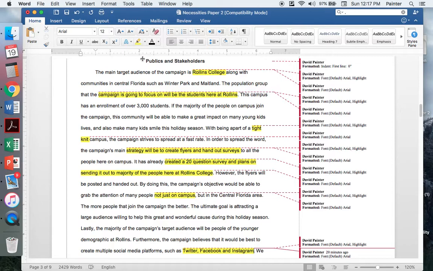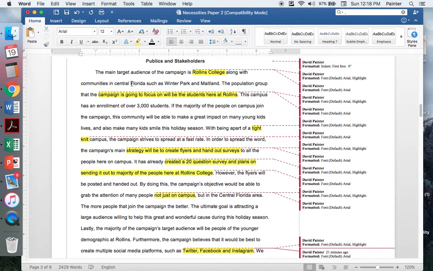Why aren't you describing our primary target audience is students who attend Rollins College, and then describe the demographics and psychographics of those students? Our secondary target audience is the faculty, staff, and administration of Rollins College. Then you would describe the demographics and psychographics of that secondary target audience. Our third, or I don't even think I would go into that.